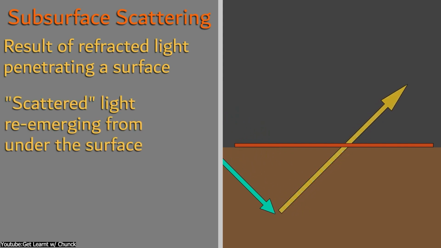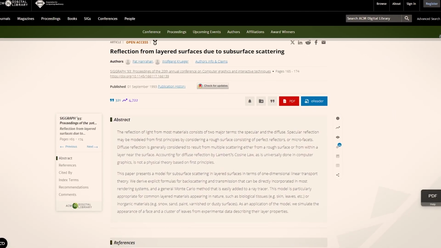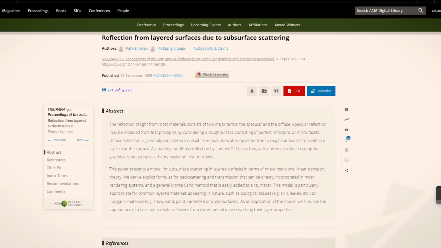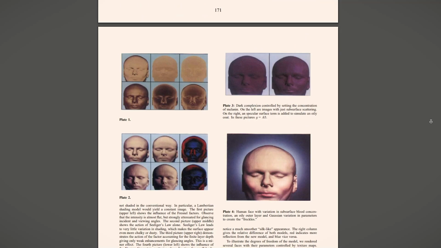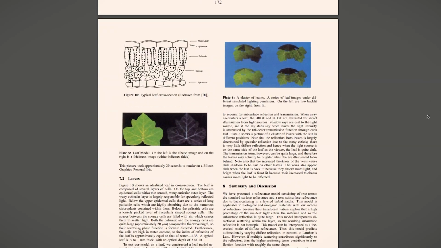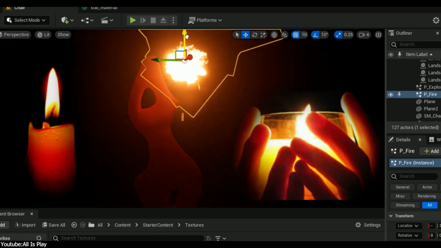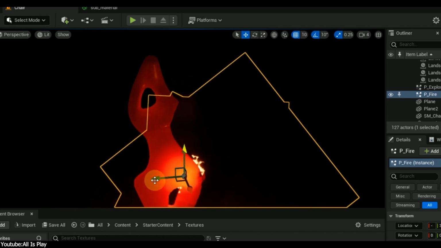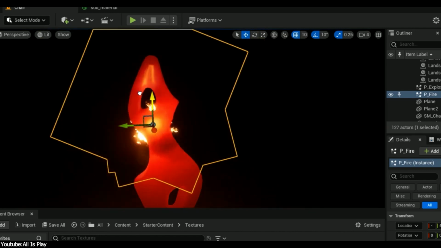After encountering these limitations, many researchers proposed different solutions to defy this challenge. And one key study was Reflection from Layered Surfaces due to Subsurface Scattering by Pat Hanrahan and Wolfgang Krueger, which introduced many exciting innovations, including a general method that could be implemented into ray tracing engines, and a model that was particularly appropriate for common layered materials such as biological tissues like skin and leaves, as well as inorganic materials like sand and snow.